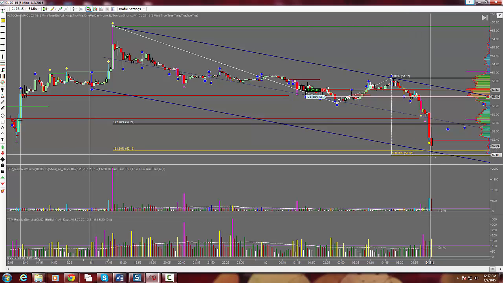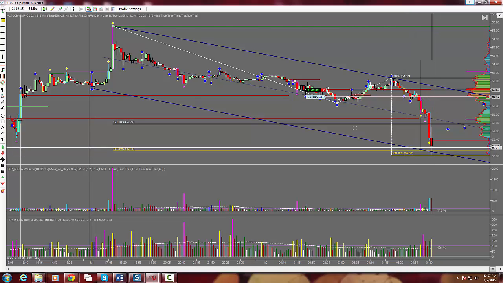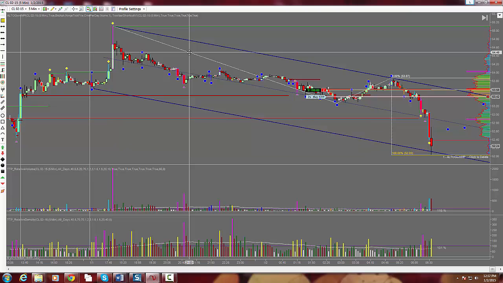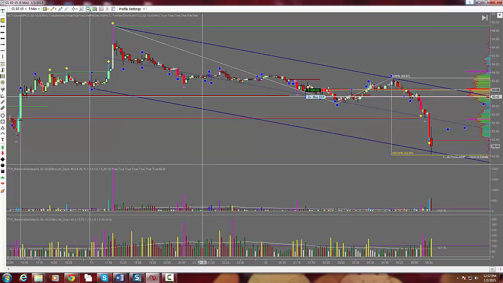So we have 3 of the lines coming together right there for that swing low. So we have a fib confluence zone right there. What else do we have?